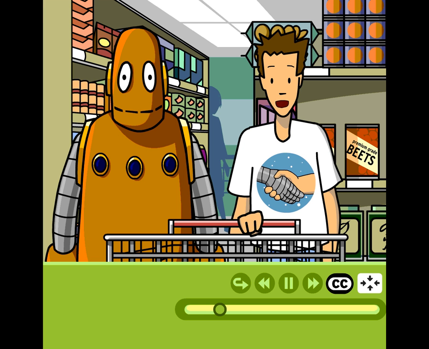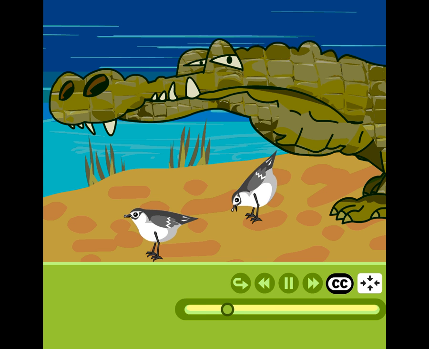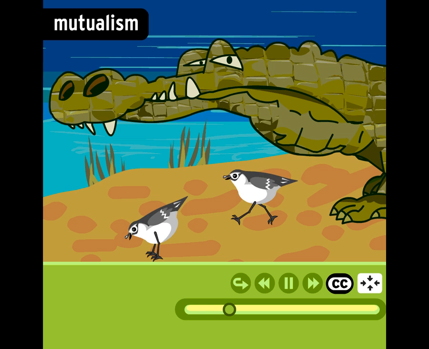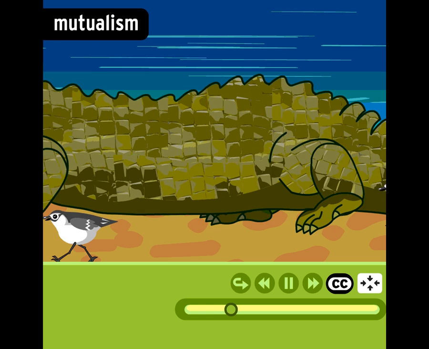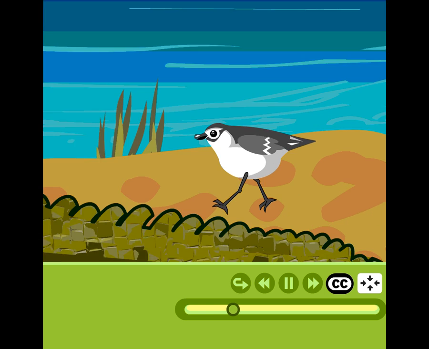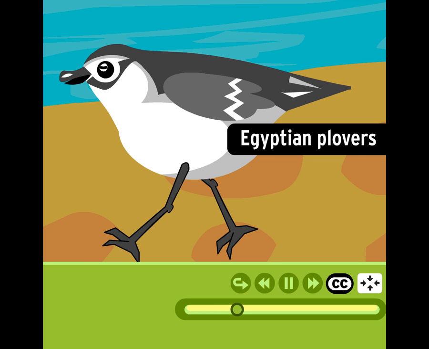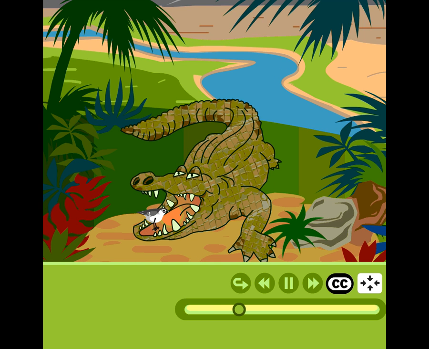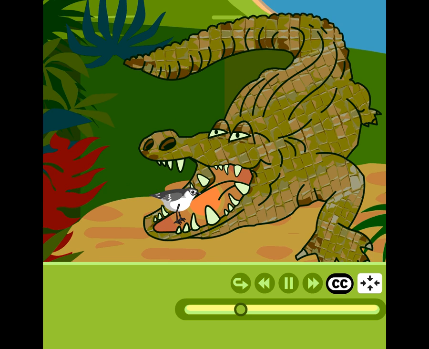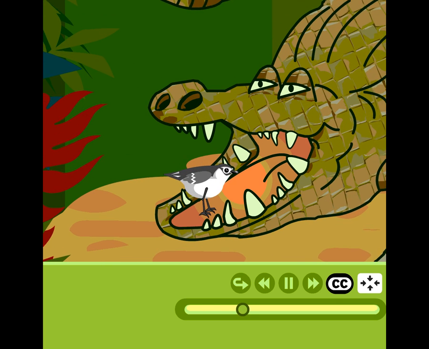There are 3 main categories of symbiosis, distinguished by whether the relationship is harmful or helpful to one or both of the species. Mutualism is a symbiotic relationship that benefits both species. Those crocodile birds, Egyptian plovers, are an example of mutualism. According to legend, they hang out in crocodiles' mouths to pick food from their teeth.